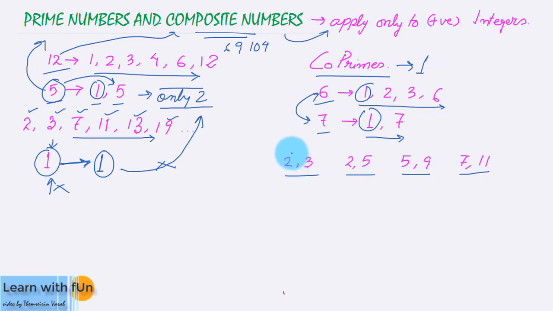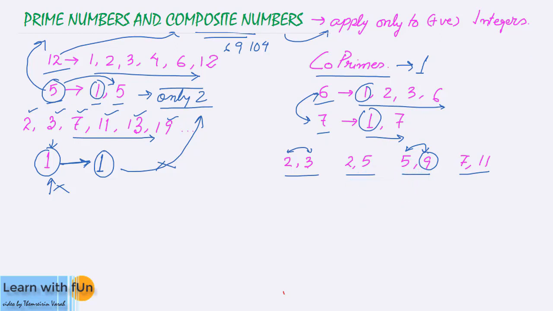All pairs of prime numbers will make up co-primes. But what if the pair also contains a non-prime number, that is a composite number? Will it be able to form a co-prime or not? Let's take the example of 5 and 9. Yes, 9 is a composite number, but 5 and 9 have only one common factor, which is 1. Therefore they are also co-primes.